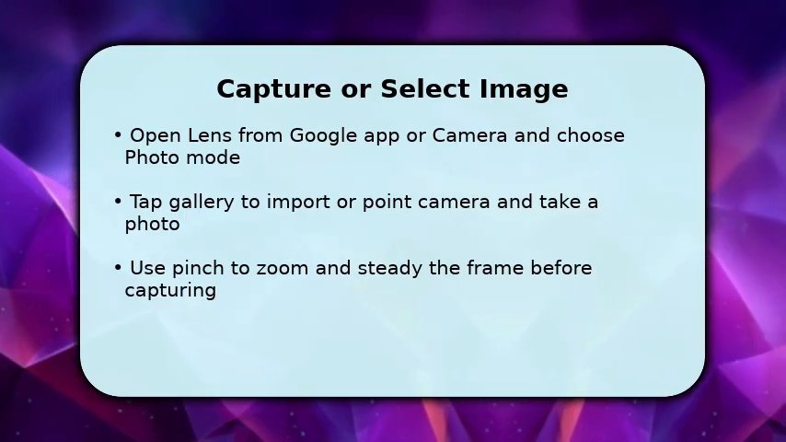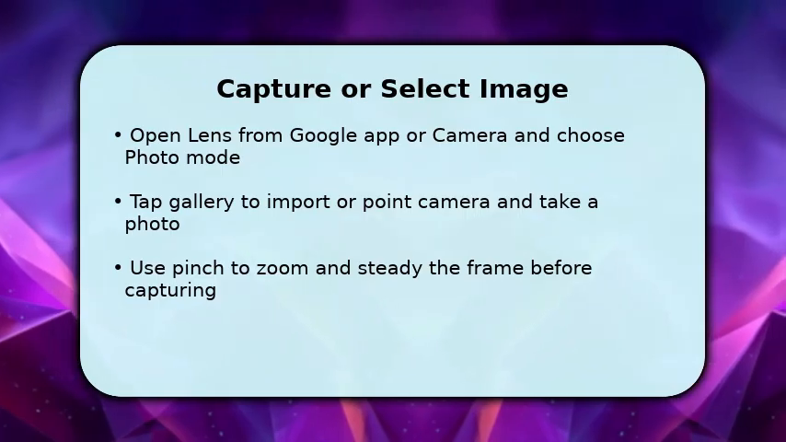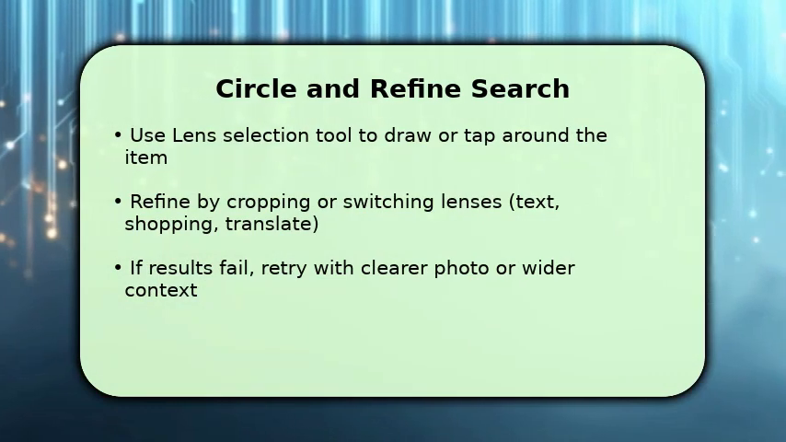After framing, tap the screen to let Lens analyze the scene. You'll see selectable regions and markers appear. Finally, you draw the search.